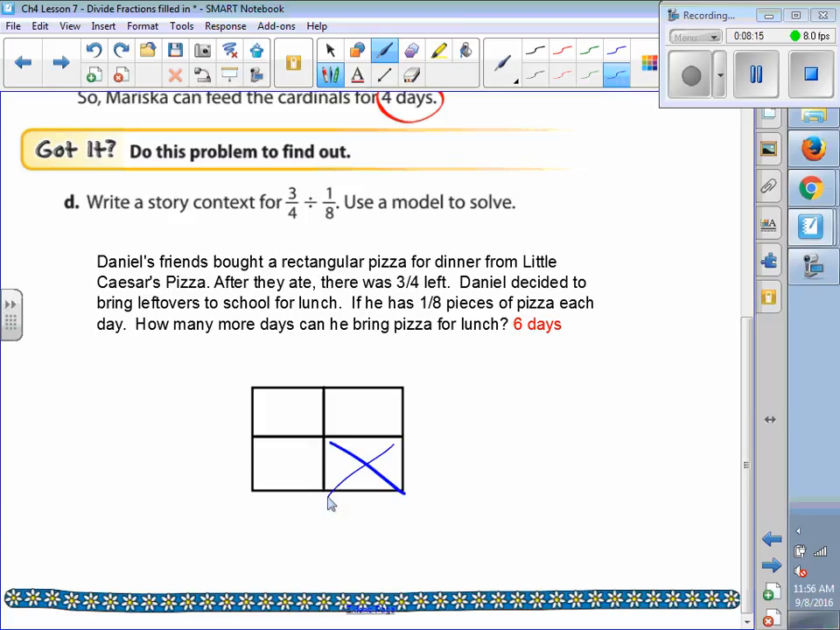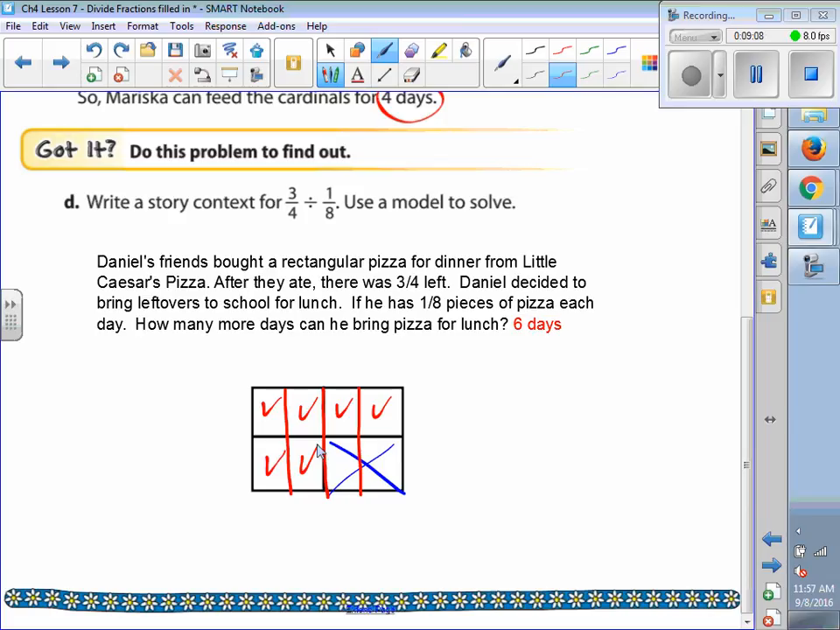He said he was going to bring 1/8 of the pizza to lunch every day to school for lunch. So here we're going to break the whole thing into 8s. Is everybody with me? So here's 1, 2, 3, 4, 5, 6, 7, 8. That's 8 8s. But we only have that much left, right? So the question is, how many days can we eat pizza for lunch now? Using our picture, 1, 2, 3, 4, 5, 6 days. Is everybody clear how you write the story problem?